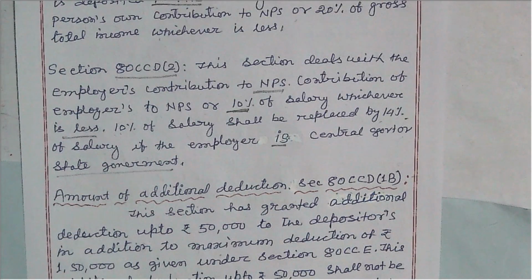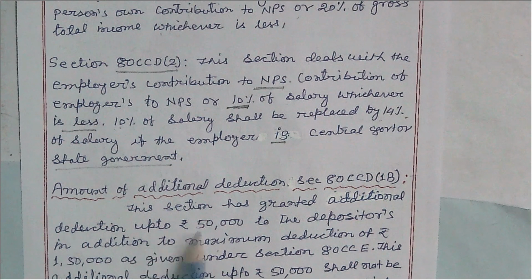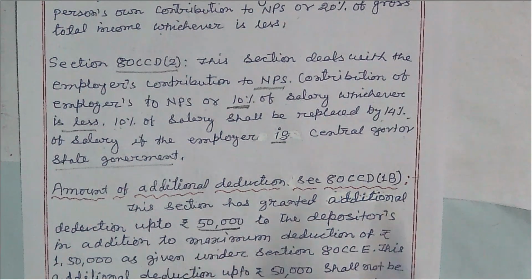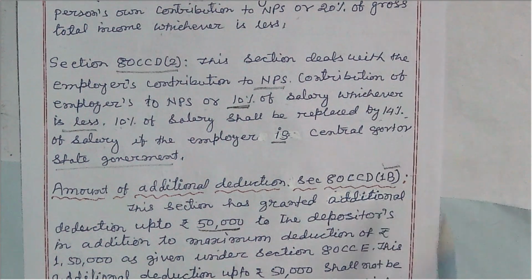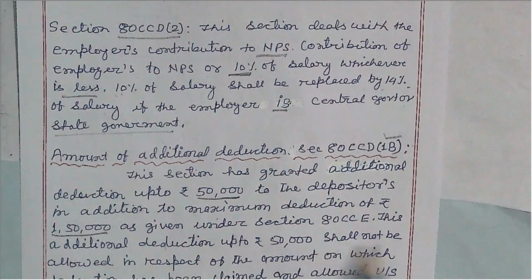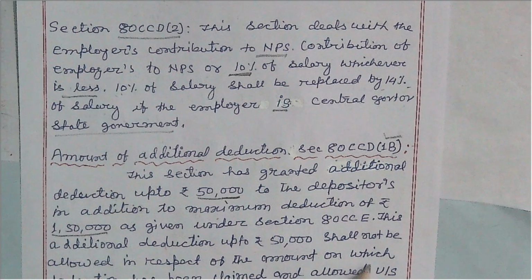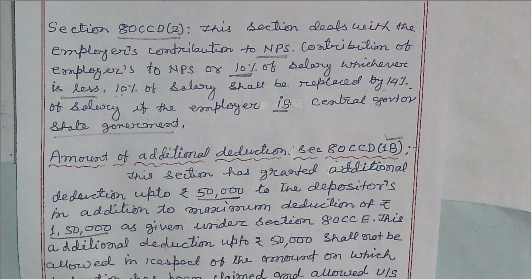Apart from this, there is an additional amount of deduction if the amount is contributed or deposited in NPS. This section has granted additional deduction up to rupees 50,000, and this is section 80CCD subsection 1B. It is granted as additional deduction to the depositors, in addition to the maximum deduction of rupees 1,50,000. The 50,000 shall not be allowed in respect of the amount on which deduction has been claimed and allowed under section 80CCD subsection 1.